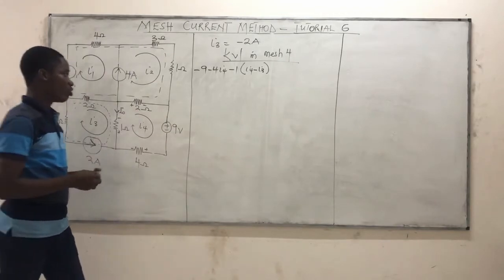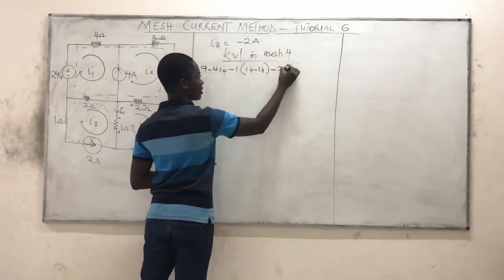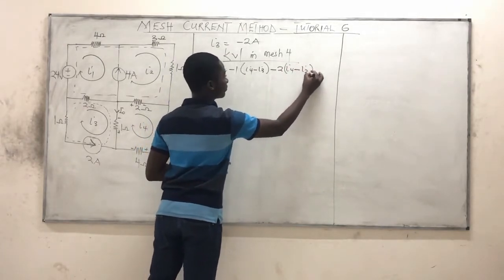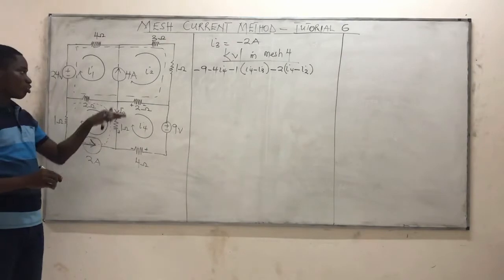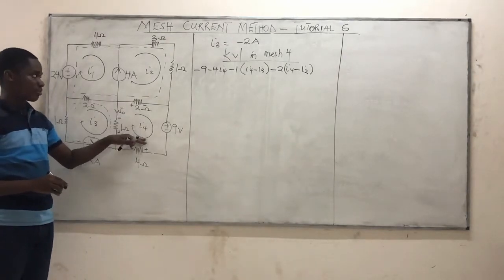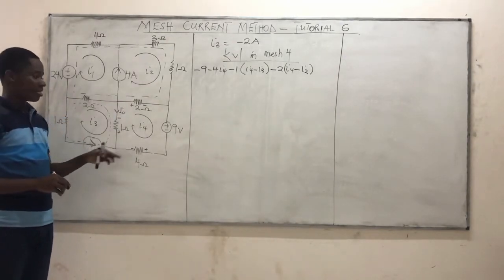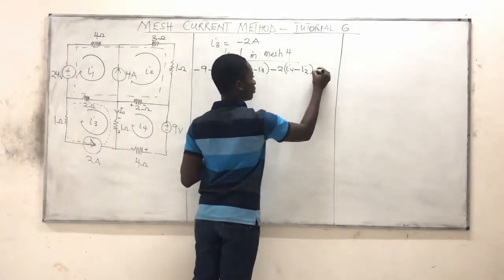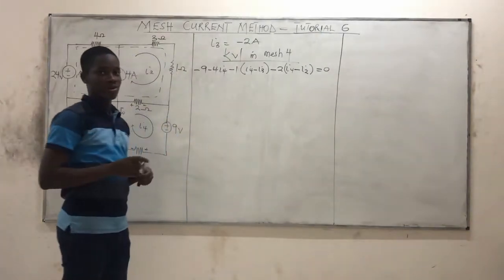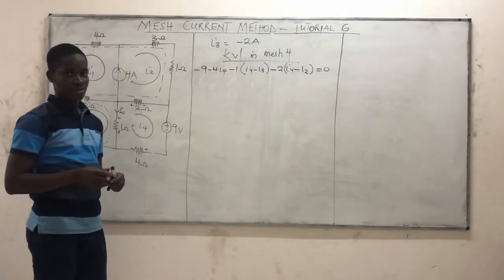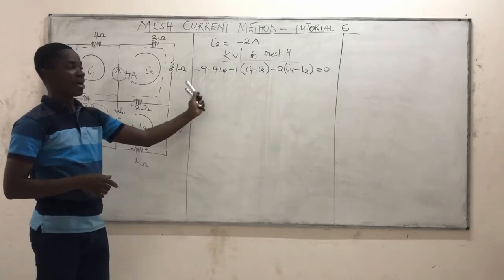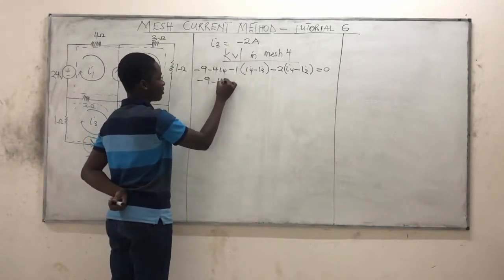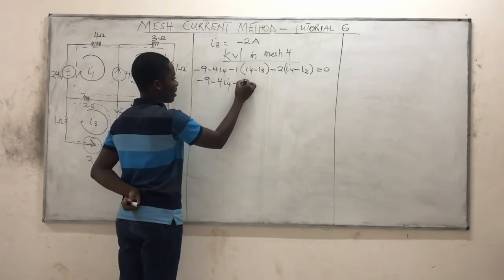Then we proceed to the 2 ohms. The 2 ohms will be -2 times the current I4 minus I2, not forgetting that your 2 ohms is also lying between mesh 4 and mesh 2, so its current is I4 minus I2, and that is equal to 0. Don't forget to bring your equal sign, equal to 0. Don't forget it's an equation. So we can now expand this.